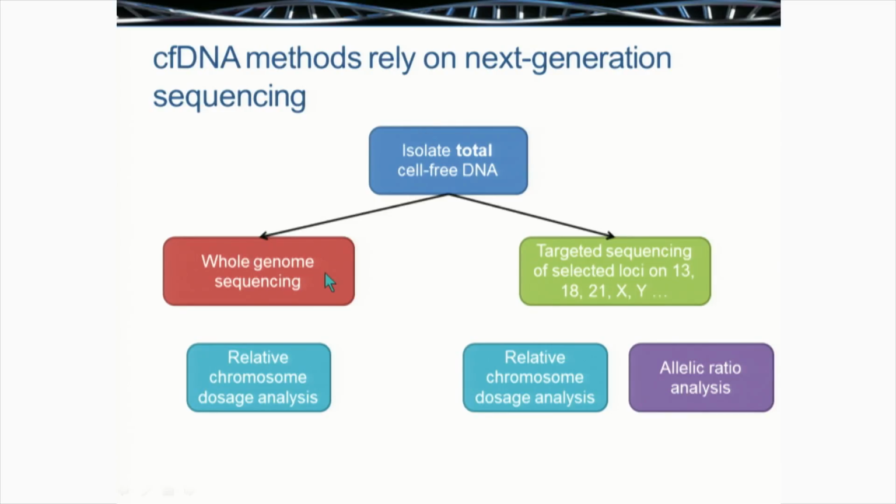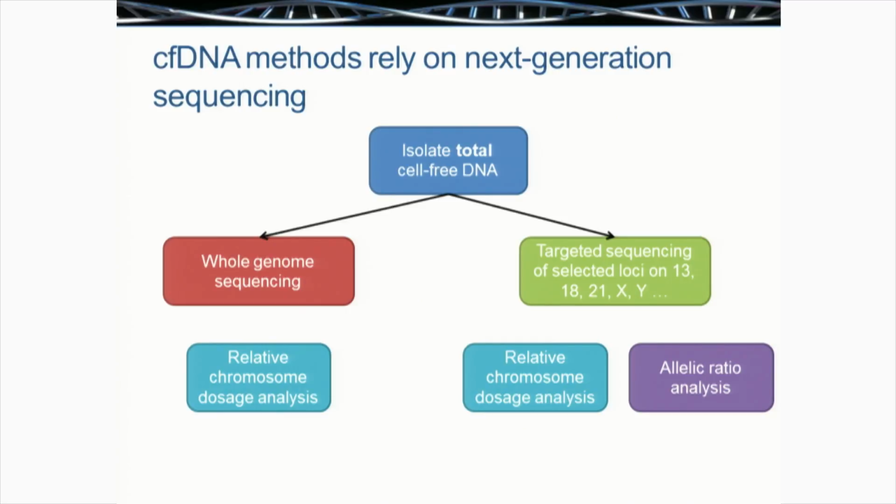So from there, you can either do whole genome sequencing, which is what we do in our laboratory, or you can do targeted sequencing of selected loci. You can do that in different ways. You can look at SNPs, or you can do an amplicon-based sequencing and then sequence stretches of whatever chromosomes you want to look at, right? Most commonly, where we started was 13, 18, 21, and then the sex chromosomes. But if you want to look at microdeletions, duplications, you would then target those regions.